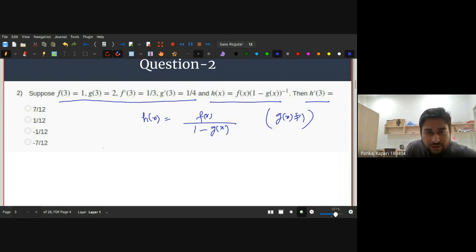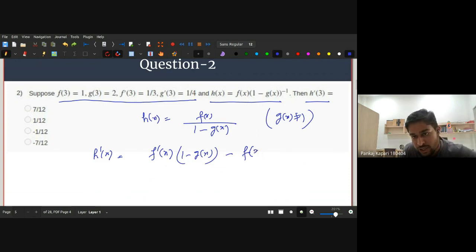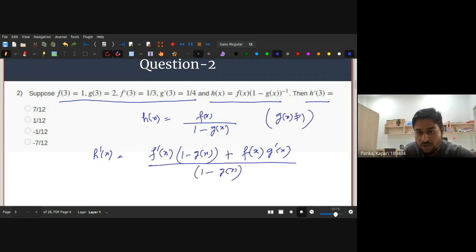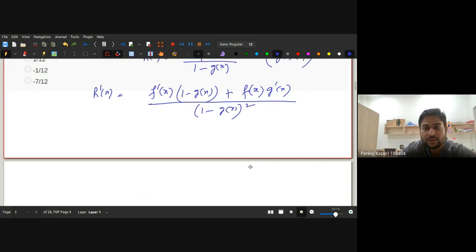So what is h prime of x? Just apply the quotient rule, which says that you have to differentiate the first function and multiply by the second function and take the difference. That is, after taking the difference, you have to multiply the first function with the derivative of the second function. What is the derivative of the second function, the function in the denominator? If you differentiate that, you will get g prime x with a plus sign, because of the minus of g(x), and you divide by (1 minus g(x)) whole square.